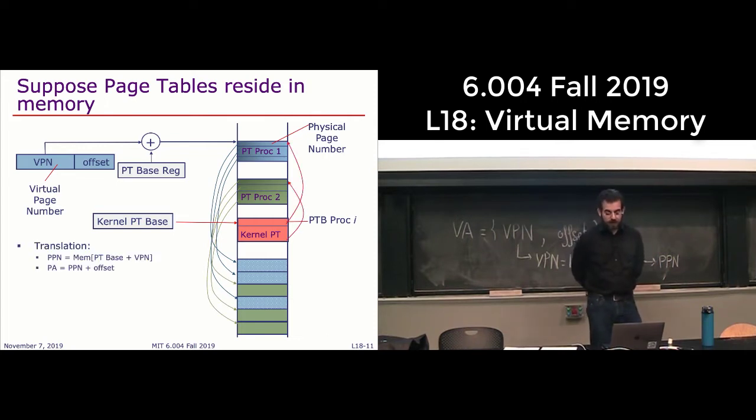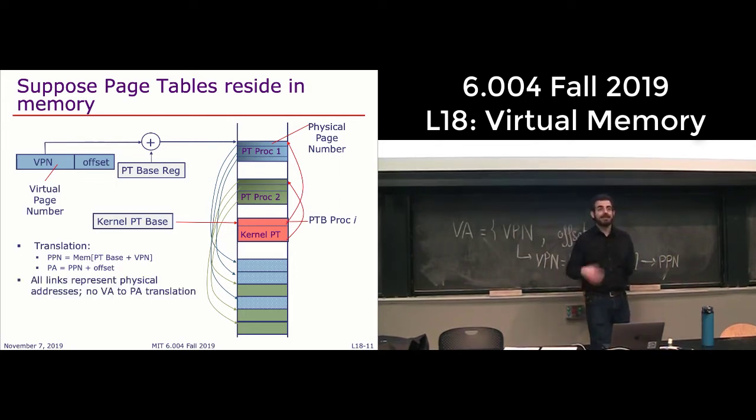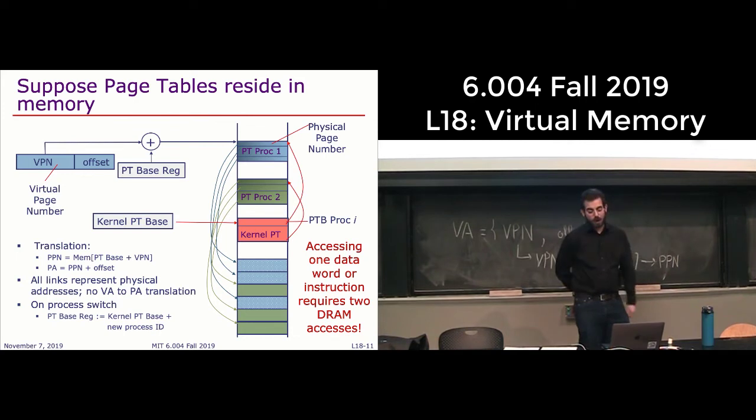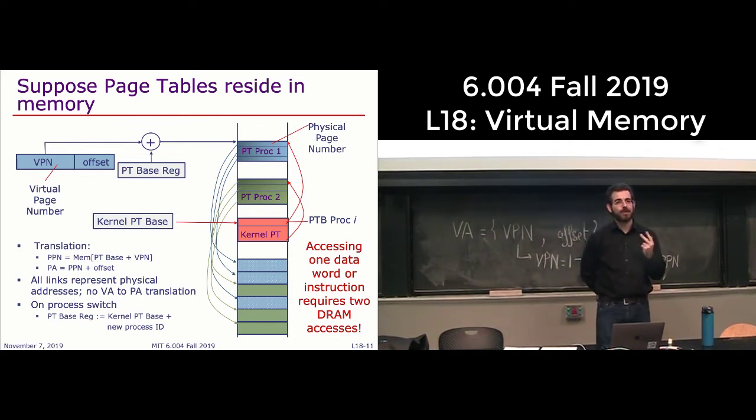So, in other words, the translation is now 2 memory accesses. First, 1 memory access to find the physical page number and find the physical address. And then the access to actually get the data. So accessing 1 thing from memory now requires 2 memory accesses.